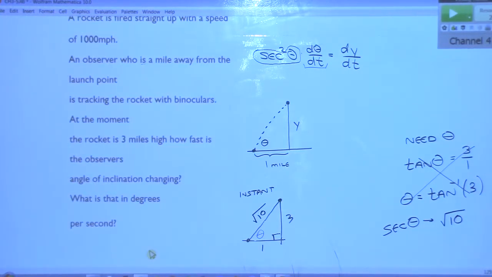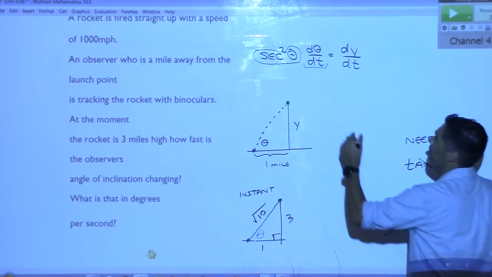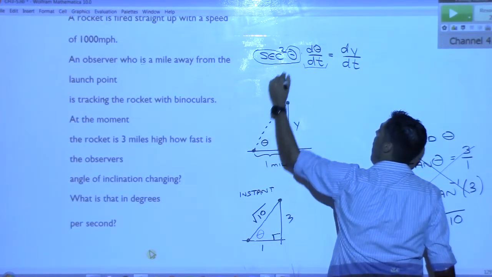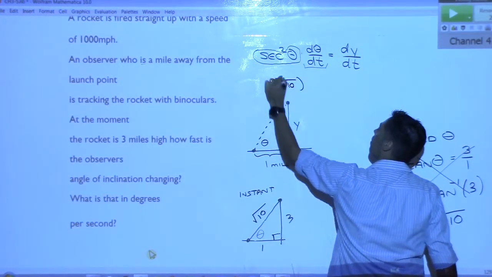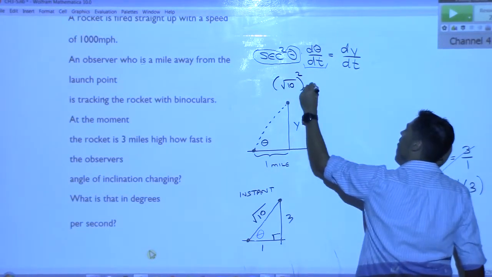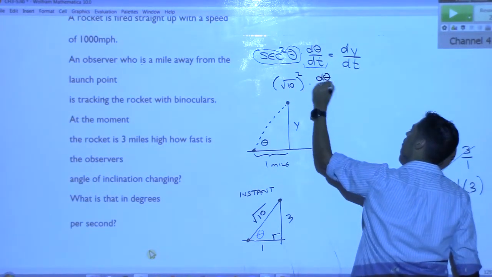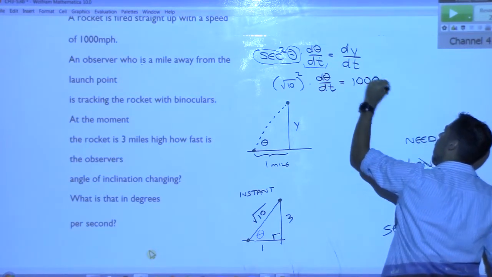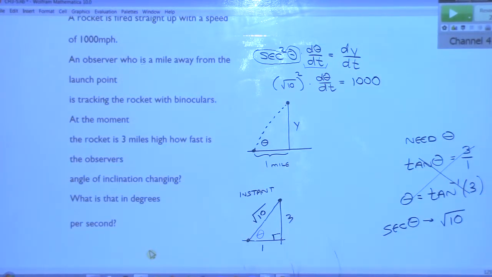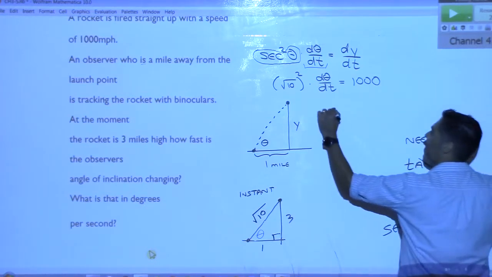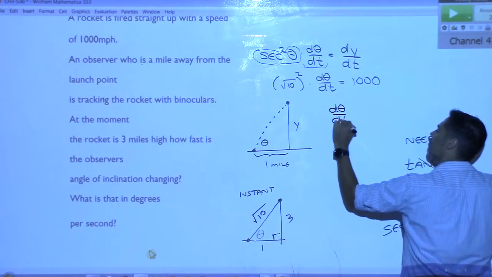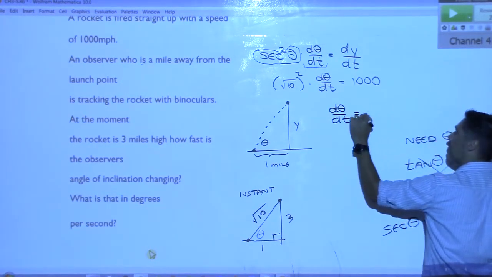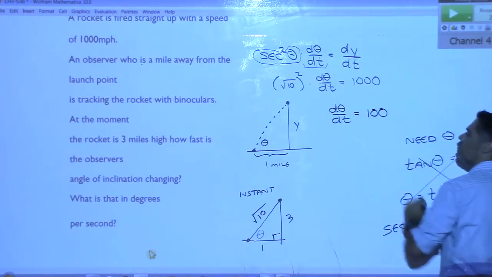So let's complete this. I have secant theta, which is root 10, squared, because I'm squaring it, and then times d theta dt, which is what I'm solving for, equals dy dt, which was 1,000. And the left side is root 10 squared, which is just 10, and then divide both sides by 10, you should get d theta dt is what? 100, right? 100 what?